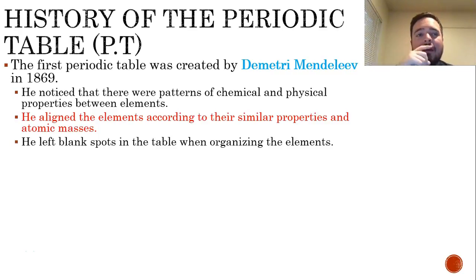Based on this, he was able to leave blank spots within the periodic table, with gaps in the patterns, because he suspected that there were other elements that they had not discovered yet at the time. And based off his research, over a little under 200 years, we've been able to identify and synthesize almost 90 new elements, I believe. So his work kind of created the foundation for what modern chemistry is today.